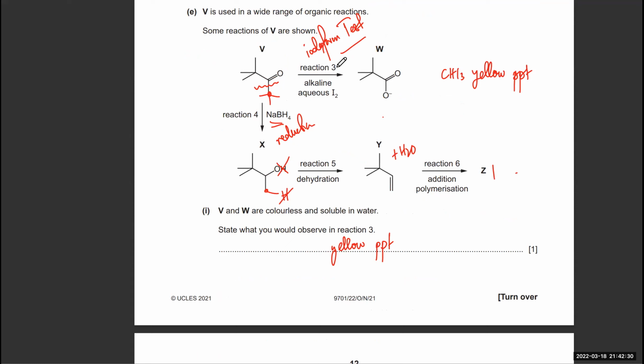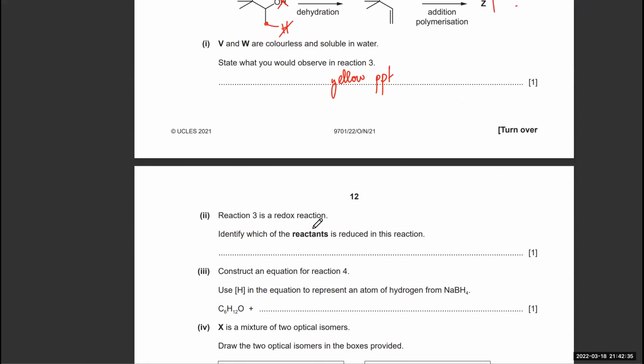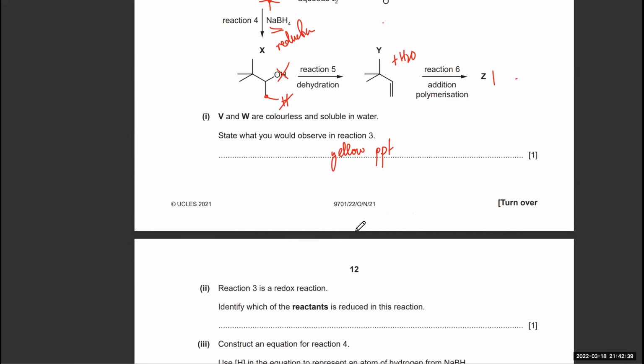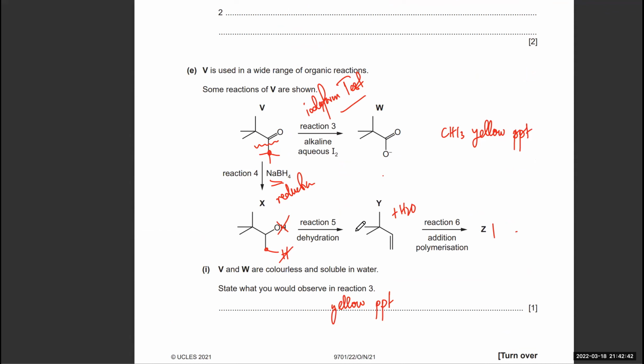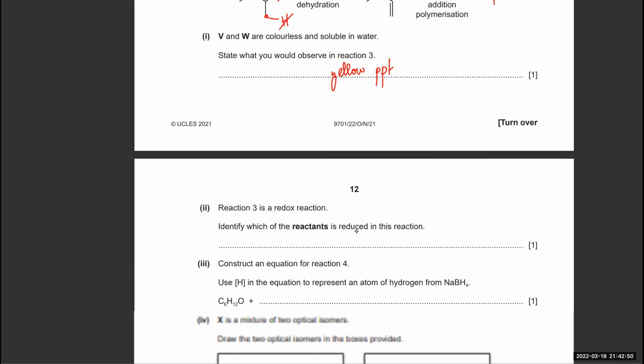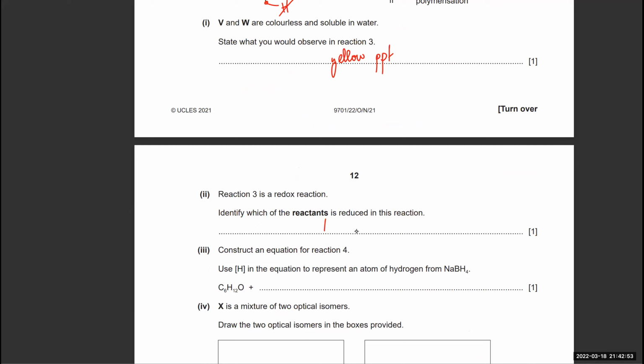Then you have to identify which of the reactants is reduced in reaction number 3. Iodine is undergoing reduction. Iodine had an oxidation state of 0, and now iodine is -1. So that is reduction. In iodoform tests, it's iodine that got reduced.